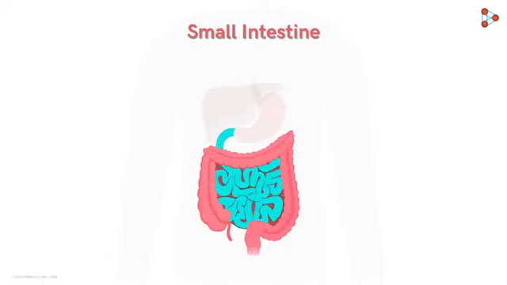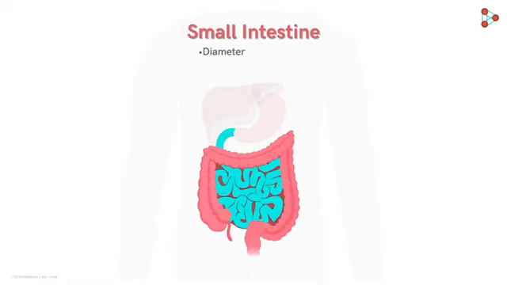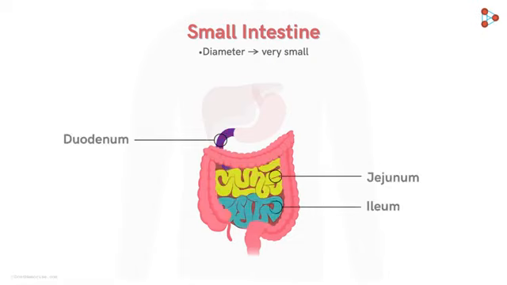But then why is it called the small intestine? Well, that's because the diameter of this tube is quite small. So it's the diameter and not its length that gives it its name. The complete structure is very long. So to understand it better, we divide the coiled part into 3 distinct regions. These are called the duodenum, jejunum, and ileum.